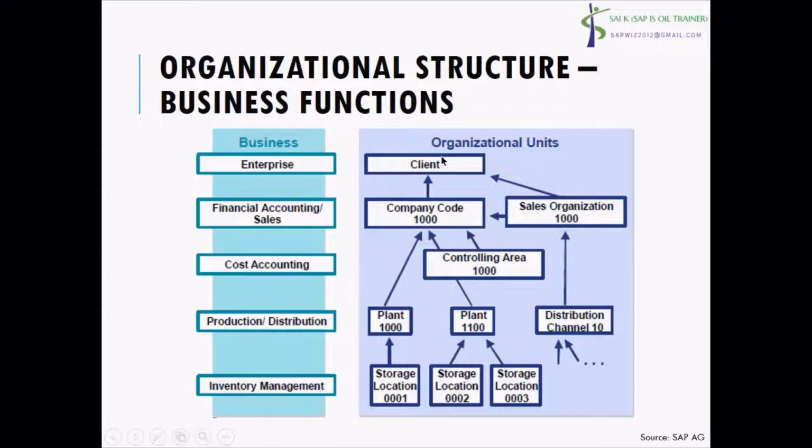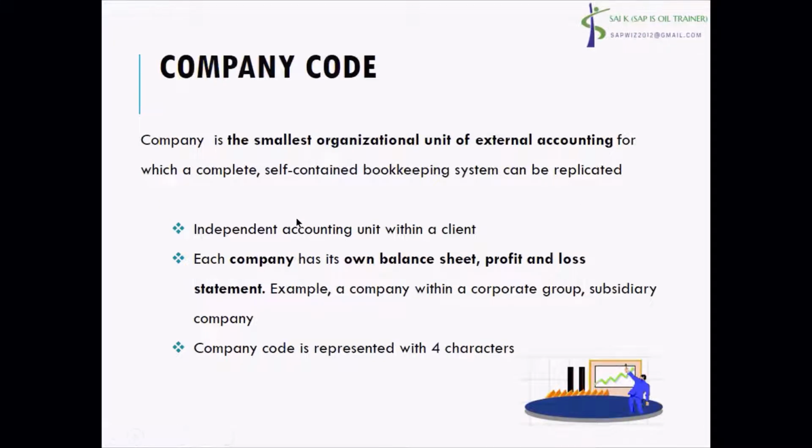So whenever we talk about a company code, it's always relevant with respect to the financial accounting of it. With the company code, as you see here, it is the smallest organizational unit of external accounting for which a complete self-contained booking system can be replicated. So company code is an independent accounting unit within a client.